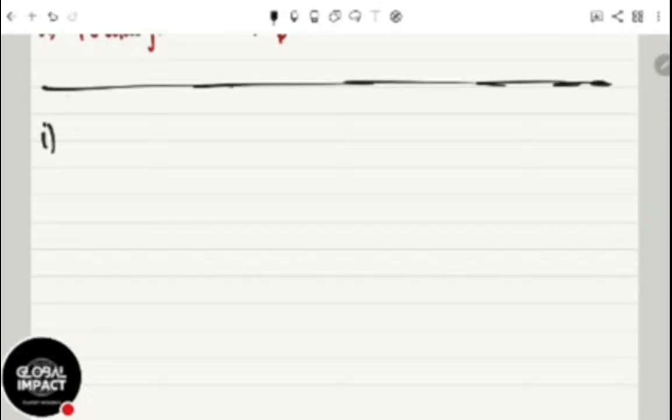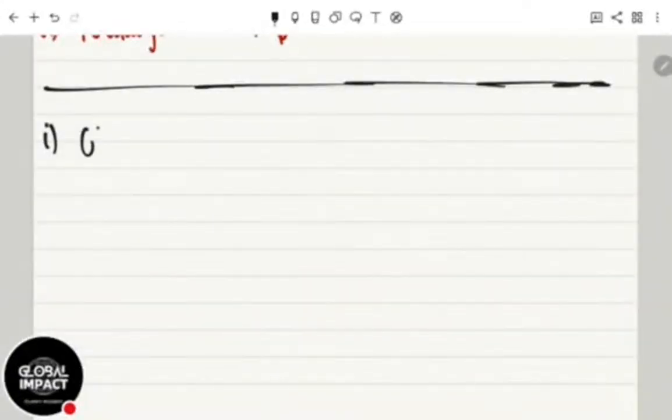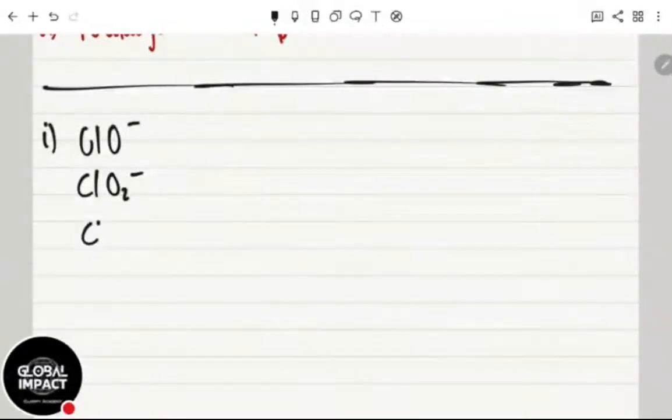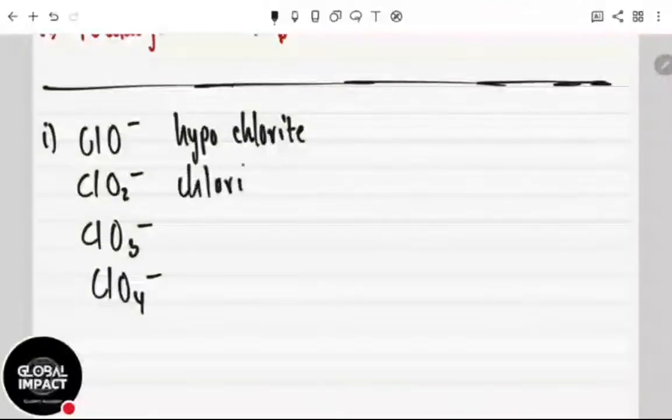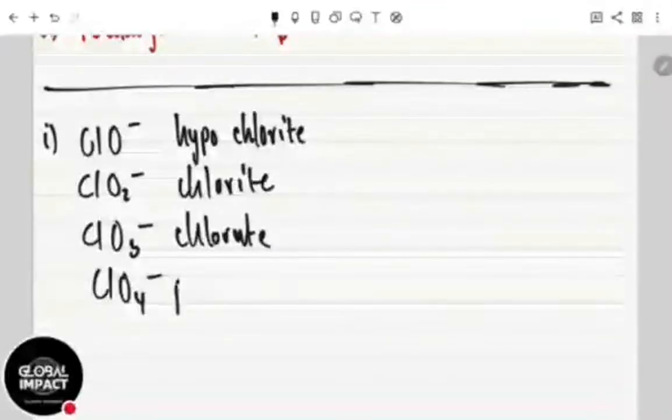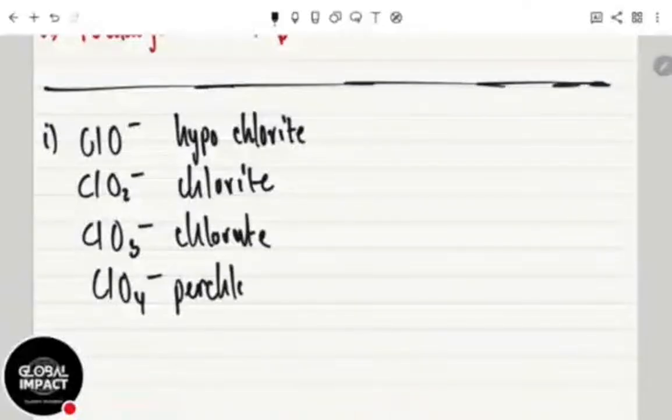First one to know is related to chlorine and bromine and whatever. So for chlorine, I'll say ClO, it's a minus. Then I have ClO2, it's a minus. Then I have ClO3, it's a minus. Then I have ClO4, it's a minus. Then it's the same for bromine. This is going to be a hypochlorite. Then here, this is going to be chlorite. Then this is going to be a chlorate. Then this is going to be a perchlorate.